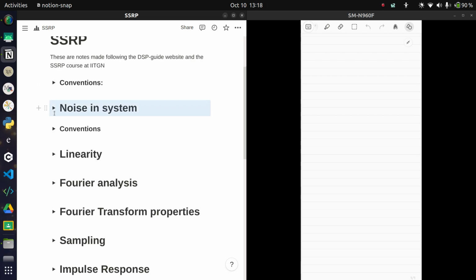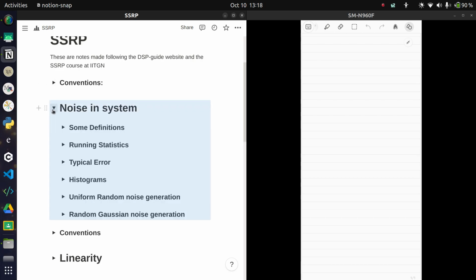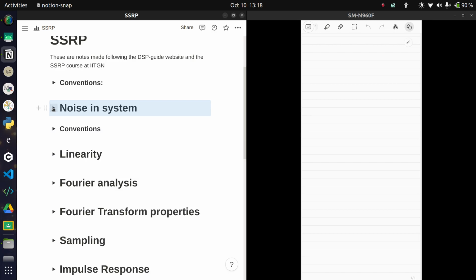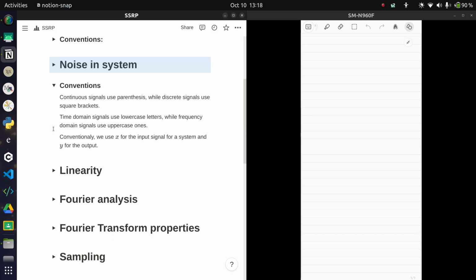Then you have noise in the system, which, let's be honest, we are not dealing with in this course. This was some extra reading that I did. Never mind. Conventions: continuous signals use parentheses, while discrete signals use square brackets. Although my professor doesn't use square brackets. Instead, he uses parentheses for both. I don't know why he does that, but anyway.